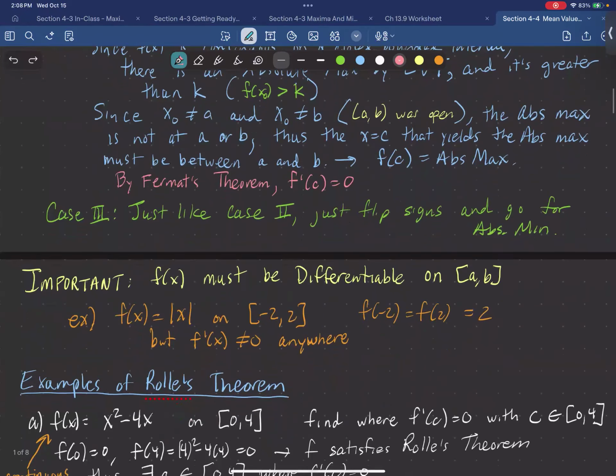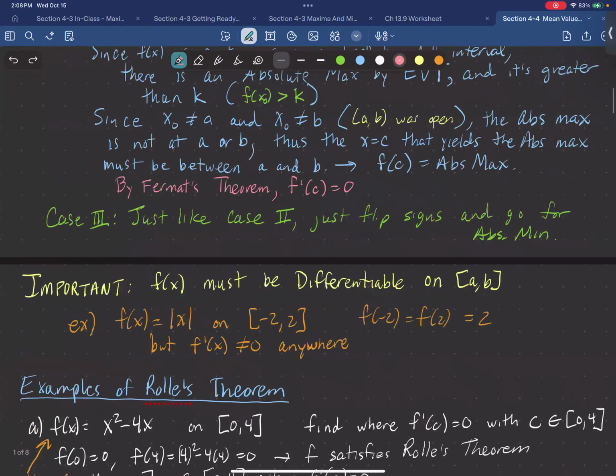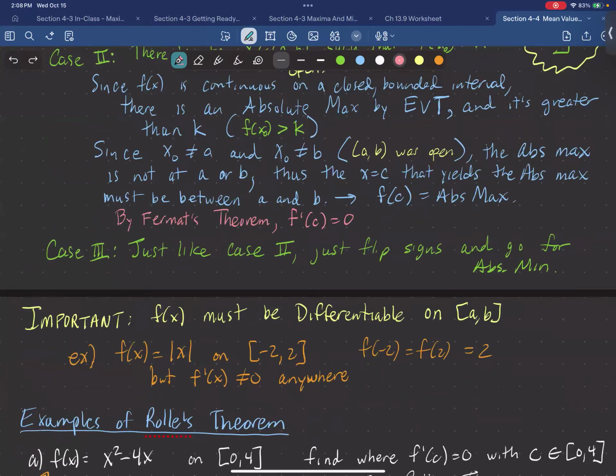Let's look at some examples of Rolle's theorem. Let's say f of x equals x squared minus 4x, and we're going to do it on 0 to 4. We're going to find where f prime of c equals 0, with c being in 0 to 4. Remember, that means in. It means element of, actually.